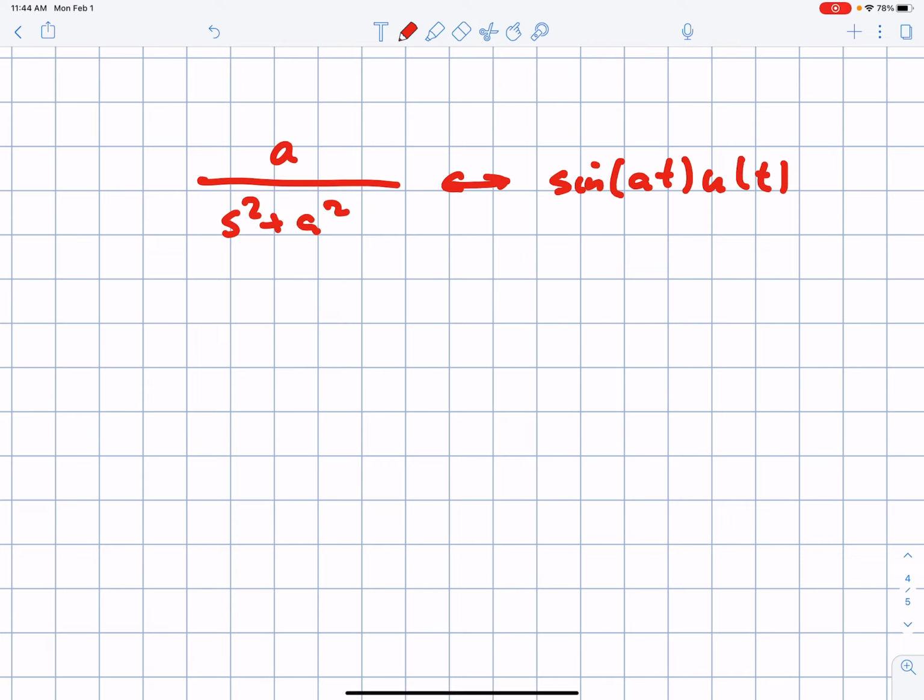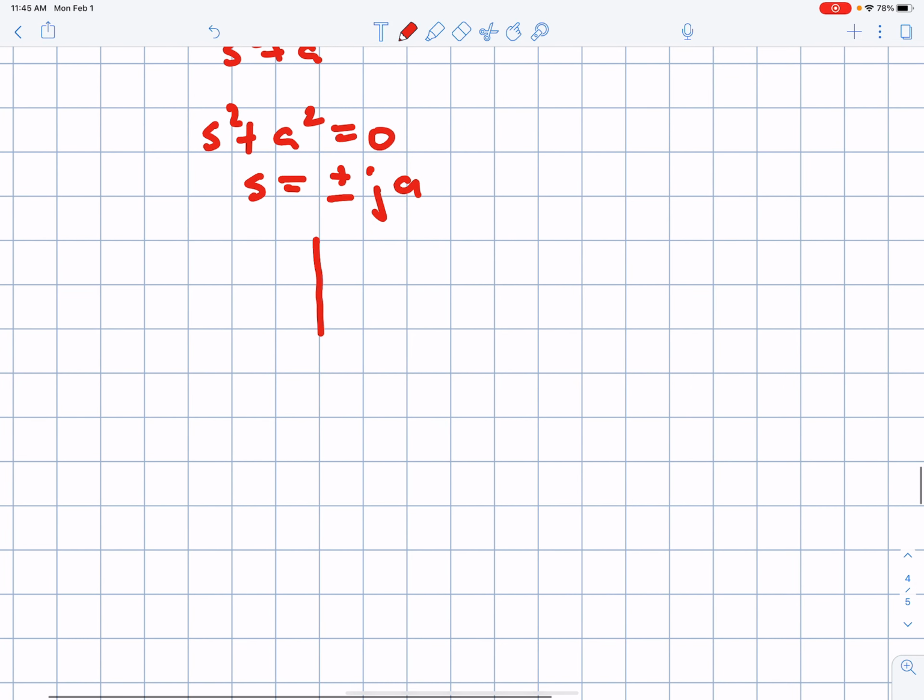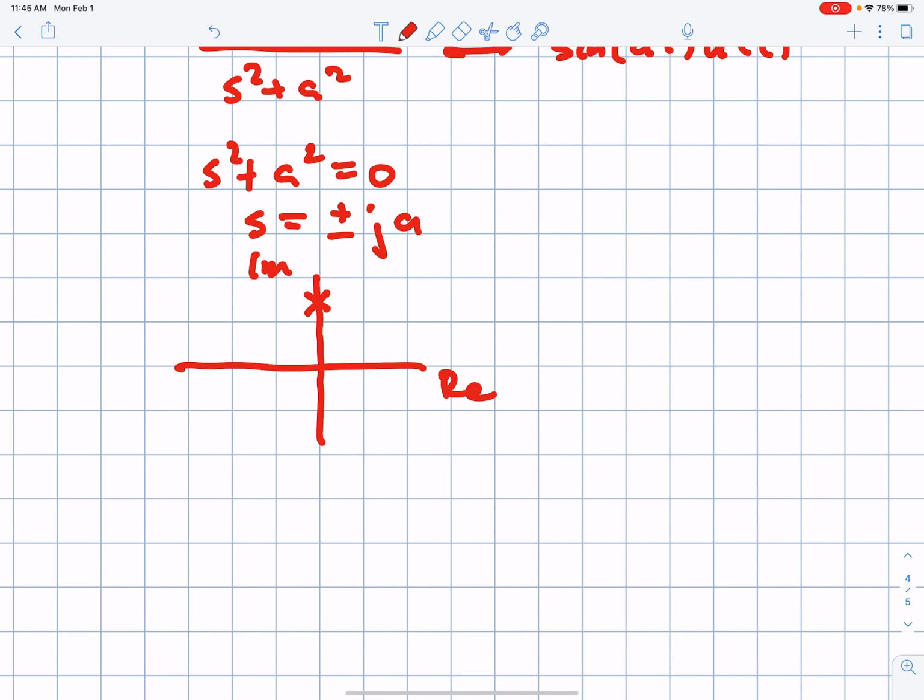Remember, the poles are where the denominator is equal to 0, the roots of the denominator. So if I solve s squared plus a squared equals 0, s would equal plus and minus j a. If I graph that, here's the real axis, here's the imaginary axis. I would have a pole showing up at plus ja and minus ja.